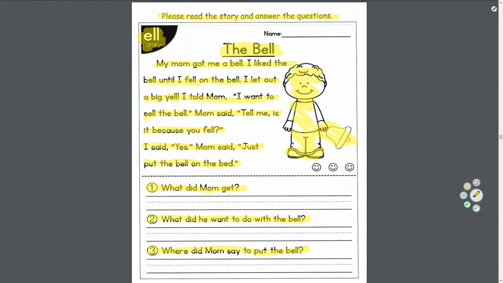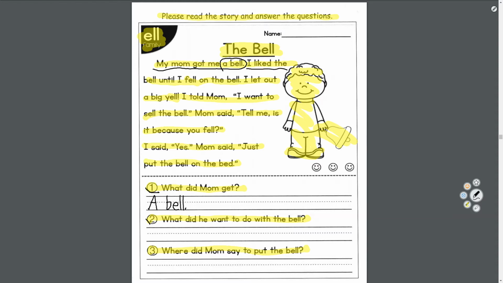Okay, Mom has a cold. Question number 1. What did Mom get? My mama got me a bell. A bell with an uppercase because it's the start of our sentence for our answer. A bell. Period.